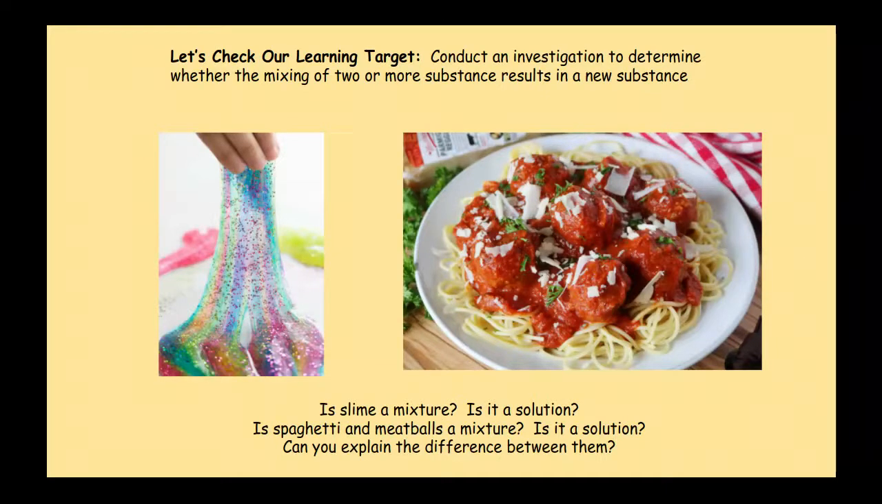Let's check our learning target. When ingredients are mixed together to make slime, is that a mixture? Yes, anytime two or more substances are mixed, it creates a mixture. Slime is a mixture and a solution because a new substance was made by mixing the substances together. Every part of the slime will contain each of the substances used to make it.